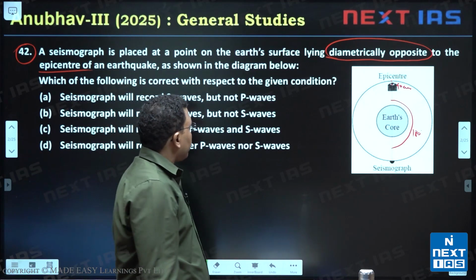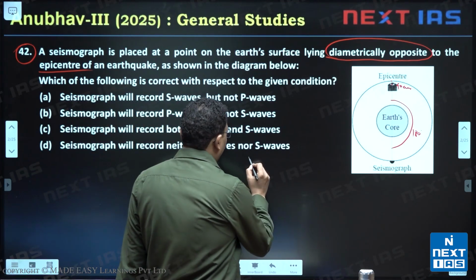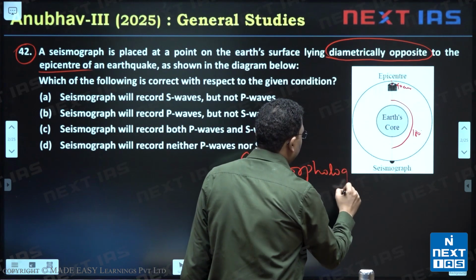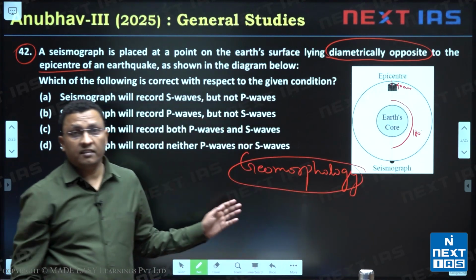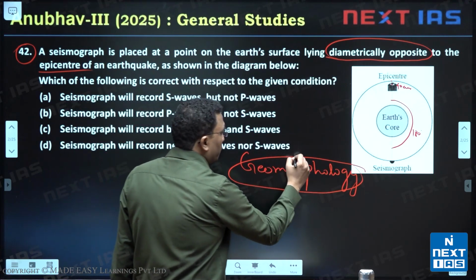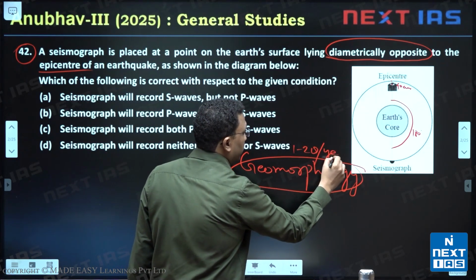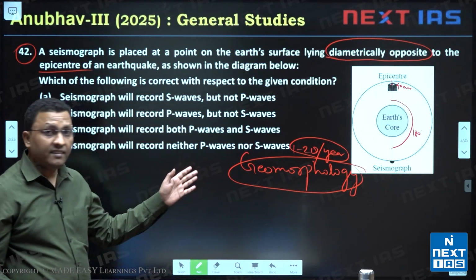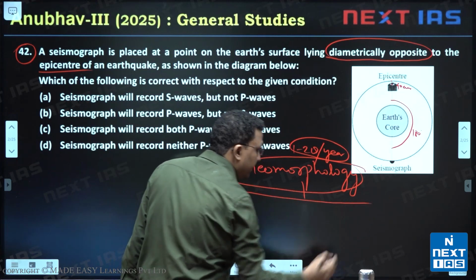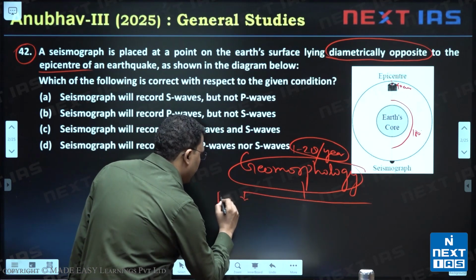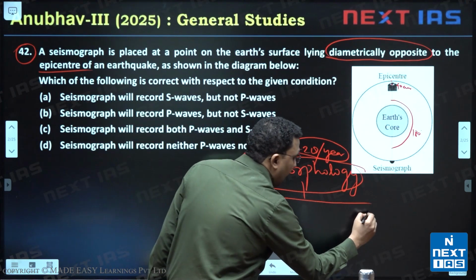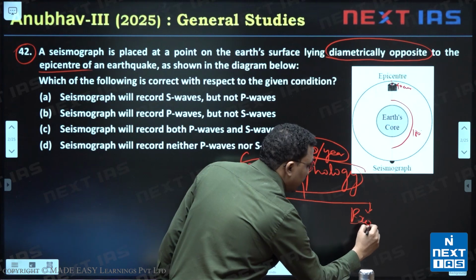So basically, first of all, this is a question from the topic geomorphology. Geomorphology, right? This is a very important topic from the prelims exam point of view. If you see, 1 to 2 questions are asked from this topic almost every year, right? And if you analyze the trend of previous year questions, UPSC focuses upon 2 areas within this topic. The first is endogenic forces, and the second one is exogenic forces.